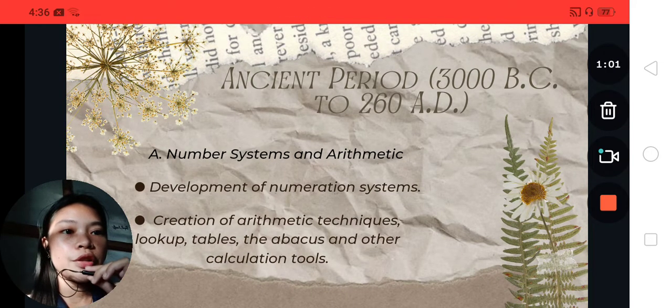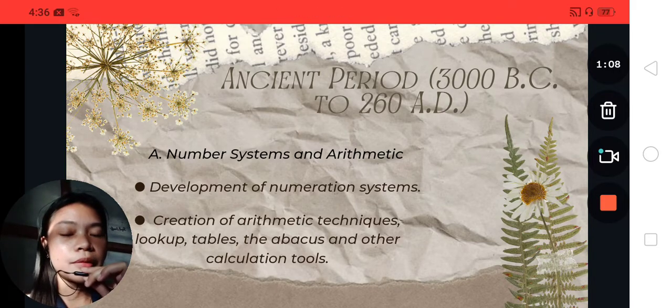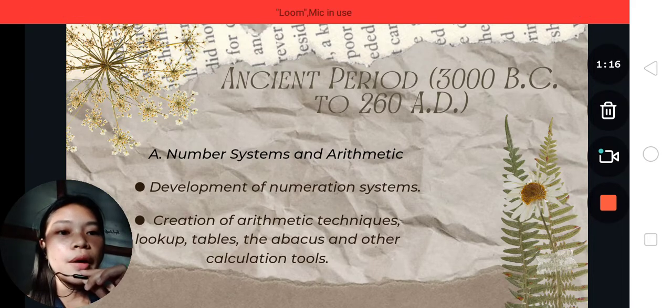So, the ancient period, 3000 BC to 260 AD. A. Number systems and arithmetic. Development of numeration systems and creation of arithmetic techniques and lookup tables, the abacus, and other calculation tools.